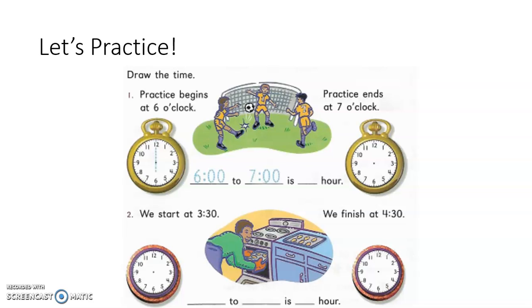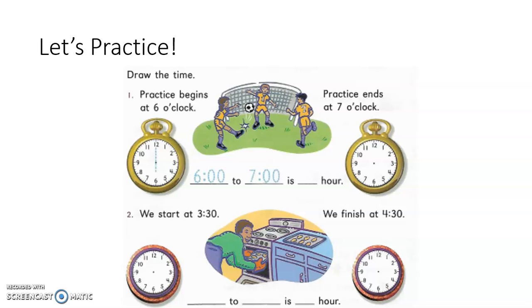Remember, the short hand is the hour hand. So if the short hand is pointed at the 6, that means the hour is 6. The big hand is pointed to the 12. That's your minute hand. Remember, if the big hand is pointed to the 12, that means 00. So the time is 6 o'clock. 6:00.